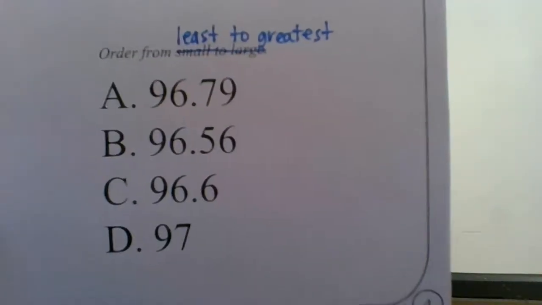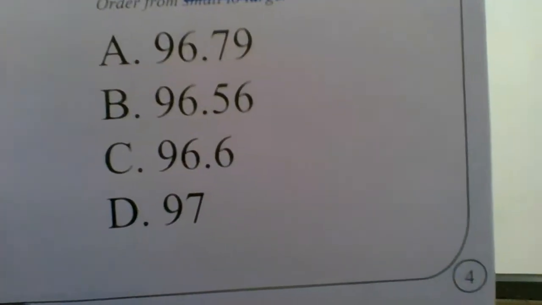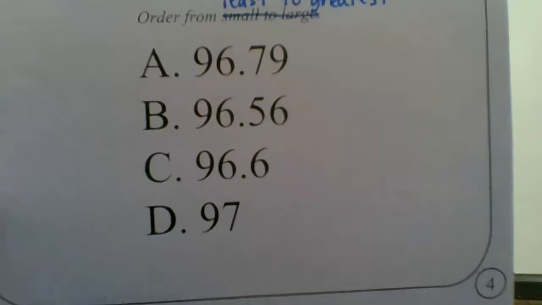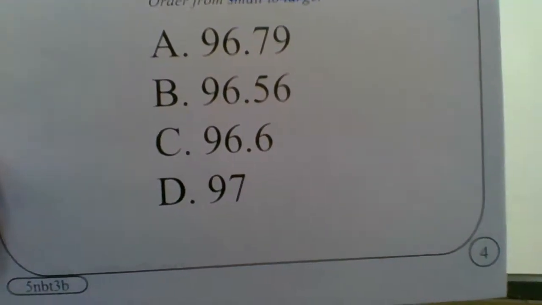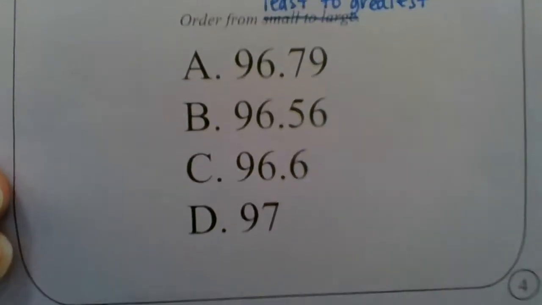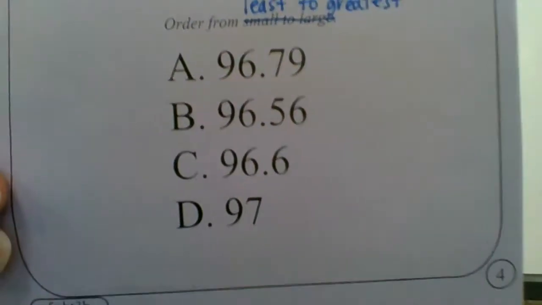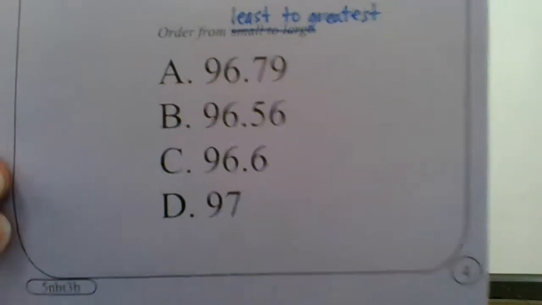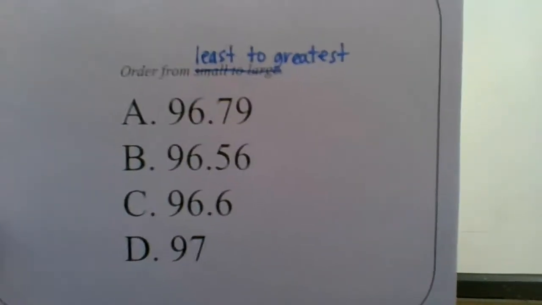Go ahead and put these in order from least to greatest. We have A, 96 and 79 hundredths. B, 96 and 56 hundredths. C, 96 and 6/10. D, 97. Don't forget, fill in your zeros. There's a number there that you need to put a decimal point for. All right, if you need more time, go ahead and pause the video.